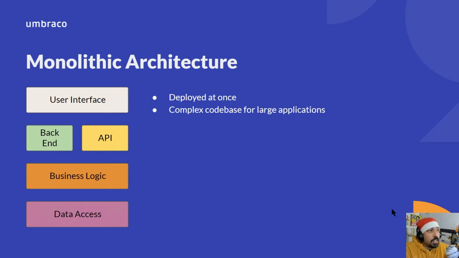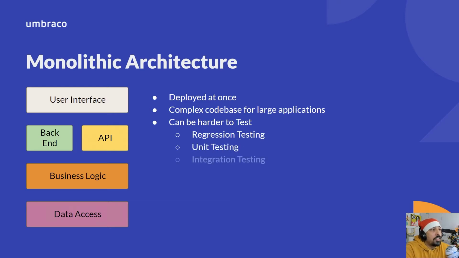It's not unusual to have dozens and dozens of projects in an application. It can be harder to test, specifically around things like regression. Unit and integration testing is a big one. Snapshot testing.